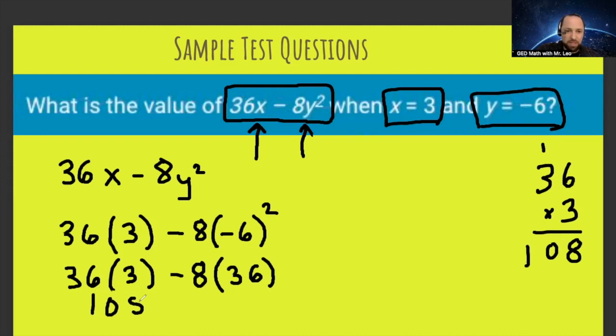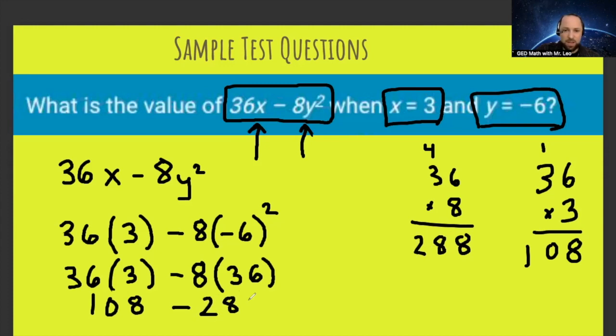Now I'm just going to bring down the minus sign here. And now I have 8 times 36. So 36 times 8 now. Feel free to use a calculator. 8 times 6 is 48. Here's the 8. Carry the 4. 8 times 3 is 24. Include the 4. That's 28. This looks like 288.